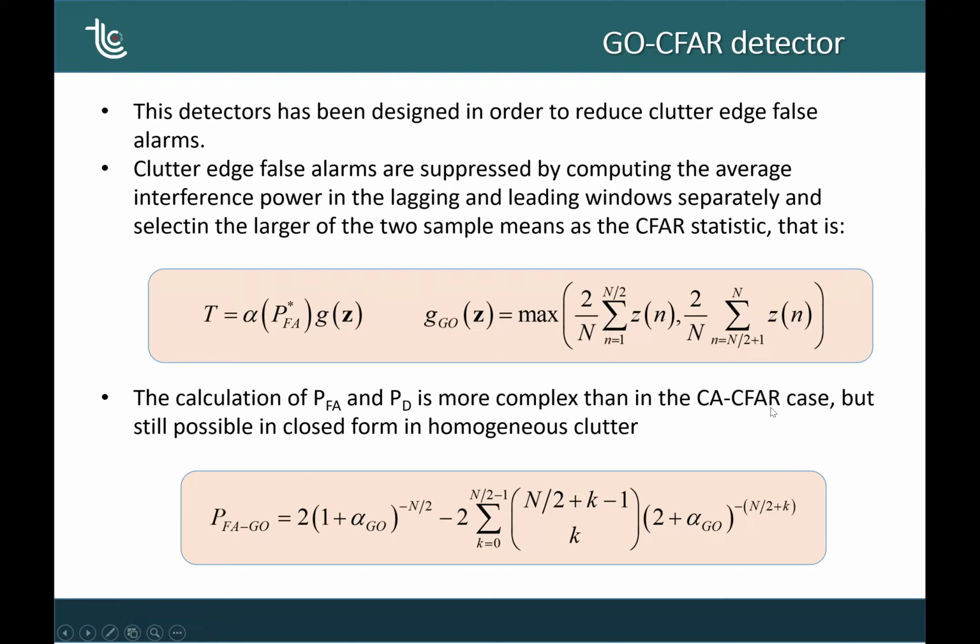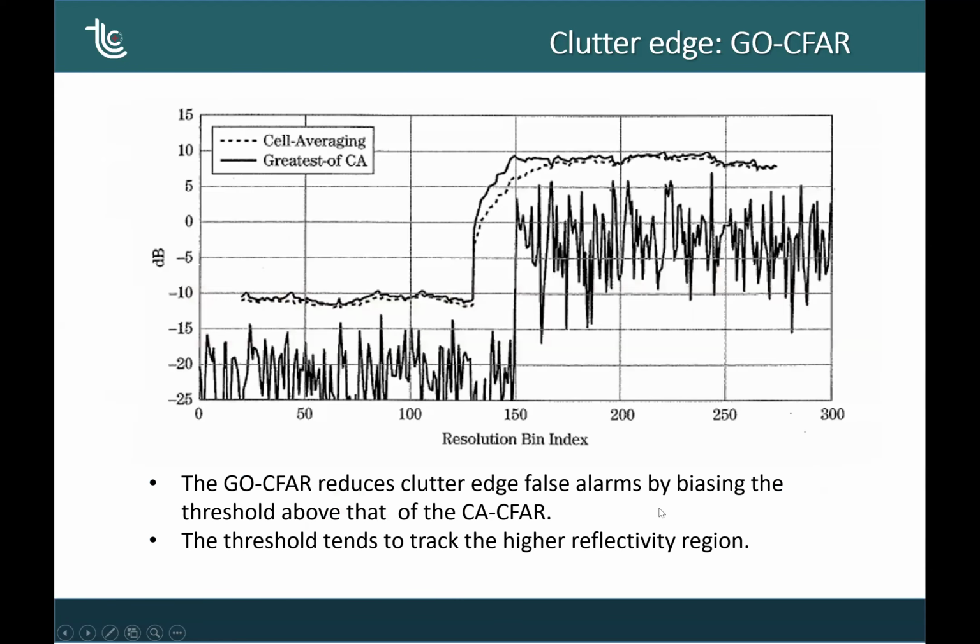In a homogeneous clutter, as you can see, the probability of false alarm for the GO CFAR does not depend on the power of the noise, but only on the coefficient alpha and the number of samples that are used for estimating the power itself.